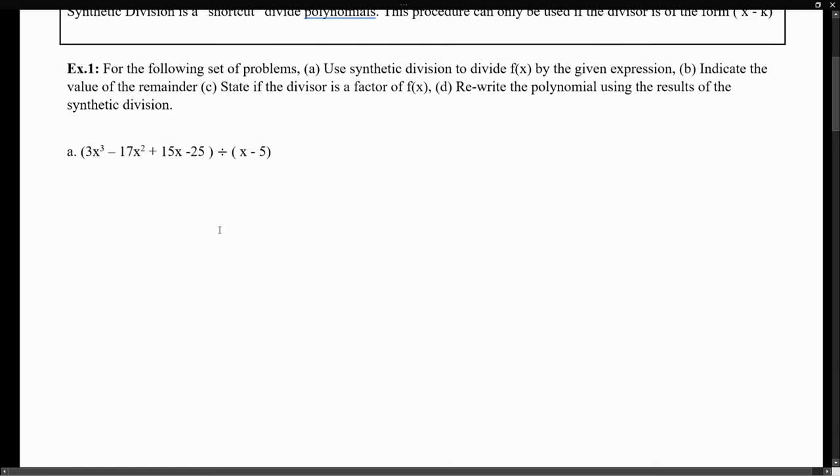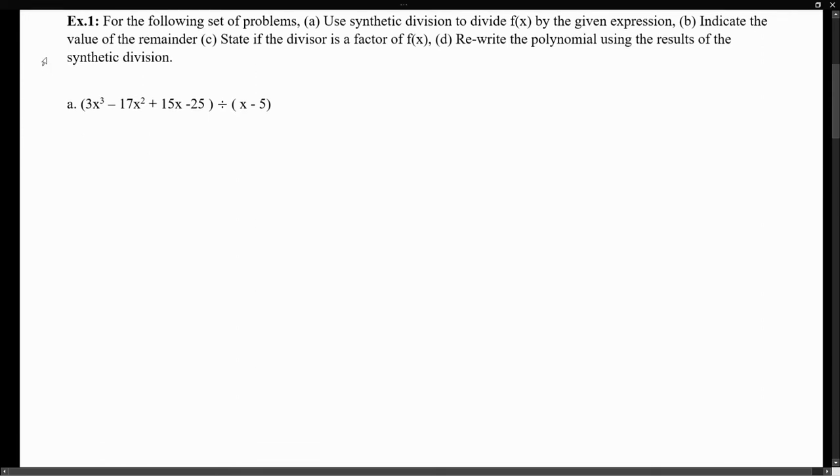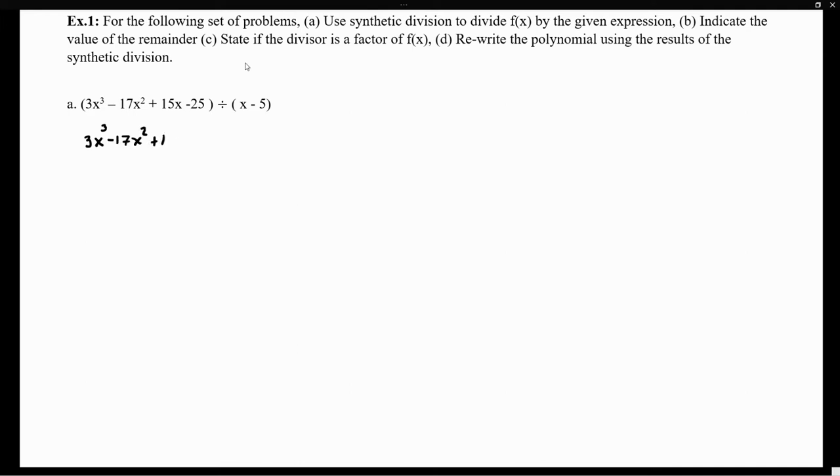Now, in example A, we have the following. Here we have a division problem, and it states, let's perform synthetic division to divide f(x) by the given expression. Let's indicate what the remainder is, and let's state if the divisor is a factor. Here we have our problem. What we want to do is divide the expression 3x cubed minus 17x squared plus 15x minus 25 by the expression x minus 5.